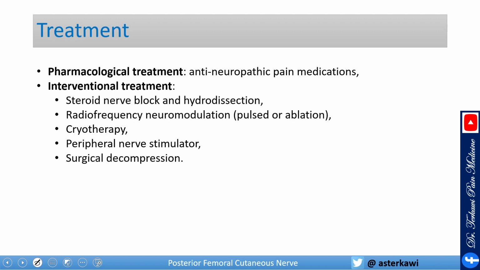And finally, if you confirm the diagnosis, you can try pharmacological treatment with anti-neuropathic pain medications like gabapentin, Lyrica, duloxetine, you name it. For interventional treatment, you can try a steroid nerve block, especially if it's a fresh injury. You can also try hydrodissection if there is entrapment. Pulsed radiofrequency neuromodulation is what I usually do. Cryotherapy is possible, a peripheral nerve stimulator can be done, and finally surgical decompression.